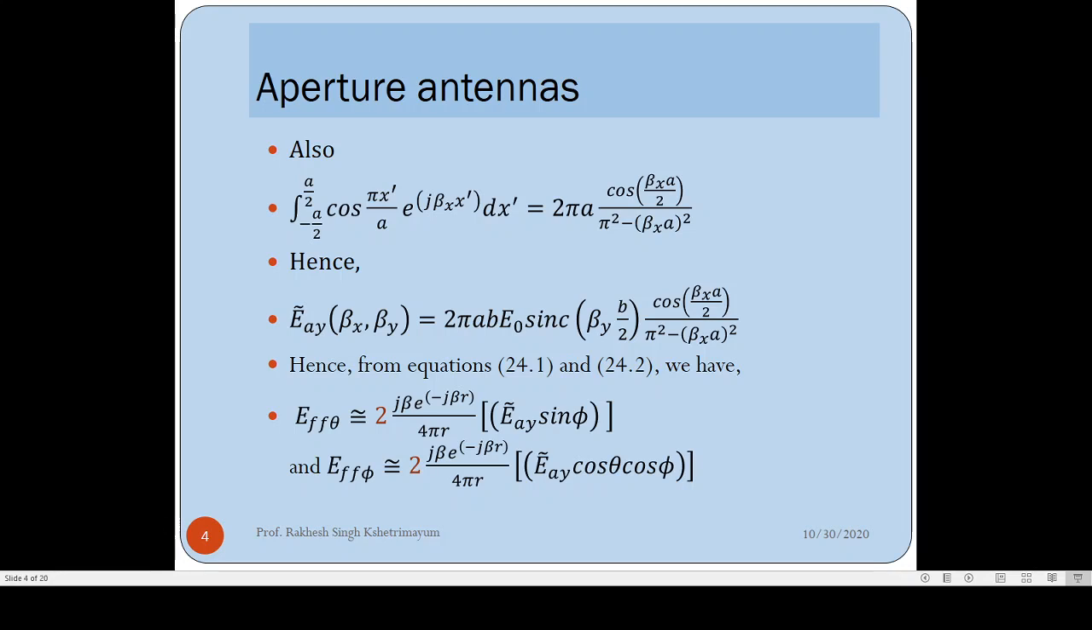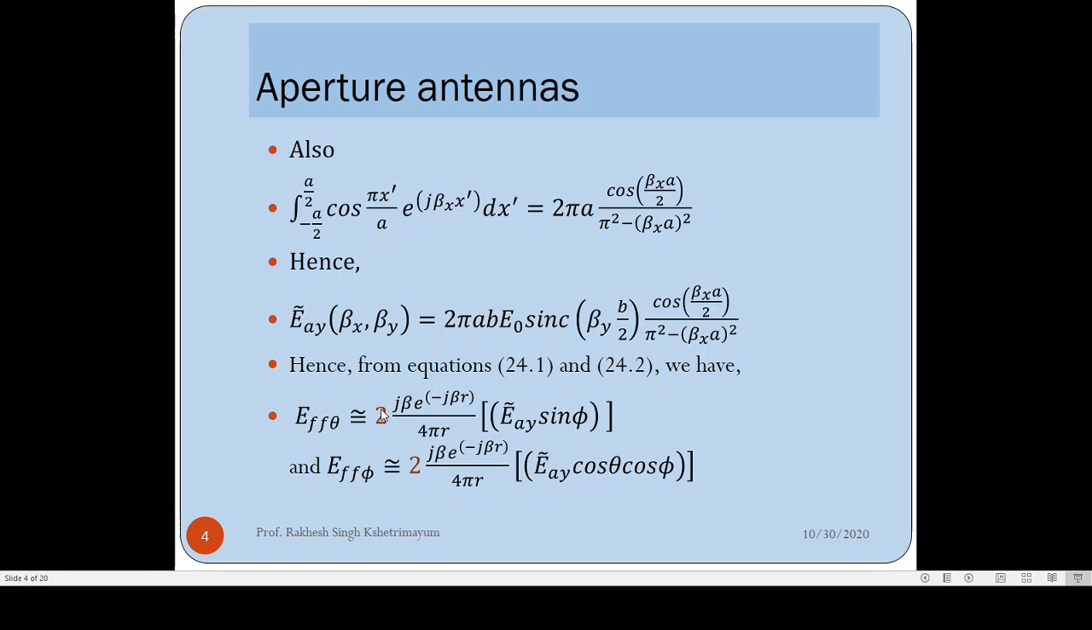Then after that you use equations 24.1 and 24.2 to get the fields in the far field of the antenna. So the expression you will have now would be simply this one, because all other terms are 0, so you have only this component of the electric field. This is the Fourier transform of the aperture field, which has only y component, and this will give you the electric field in the far field theta component. This will give you the electric field in the far field phi component.